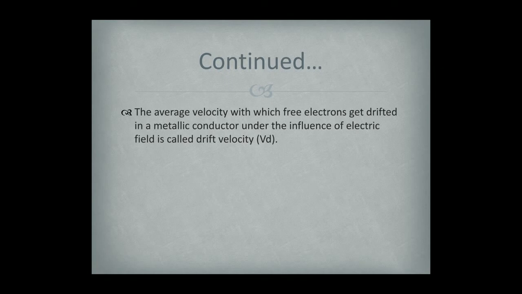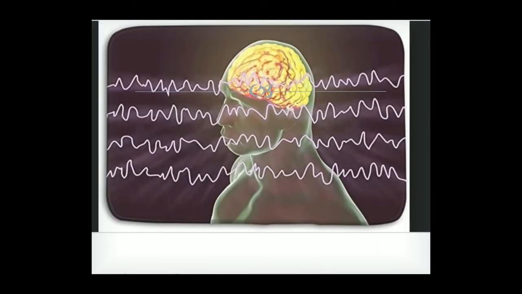Drift velocity is basically a net velocity. The average velocity with which free electrons get drifted in a metallic conductor under the influence of an electric field is called drift velocity. Symbolically, it is represented by v with a subscript small d. The drift velocity of free electrons is of the order of 10 raised to the power minus 5 meter per second.